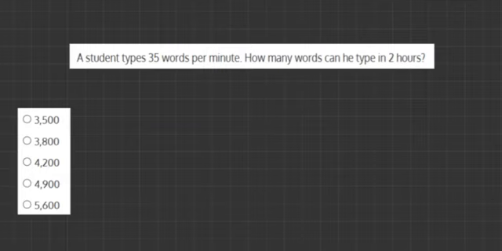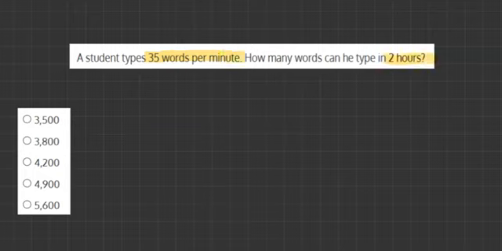A student types 35 words per minute. How many words can he type in 2 hours? Now, as always, we're going to highlight the relevant information. And as it's a math style question, the relevant info are normally the numbers. So we've got 35 words per minute is attached, and 2 and hours is attached.